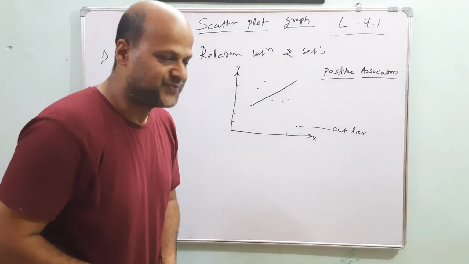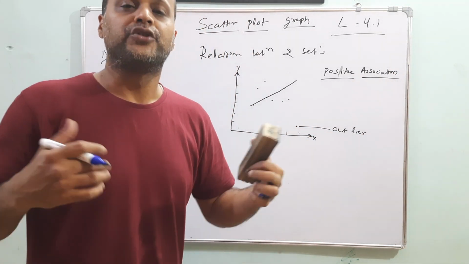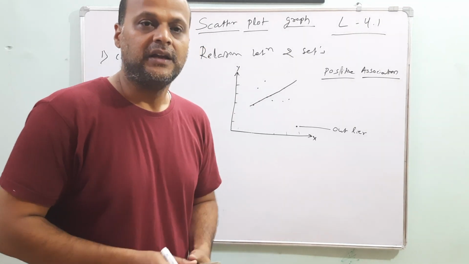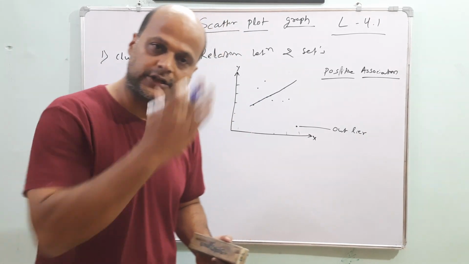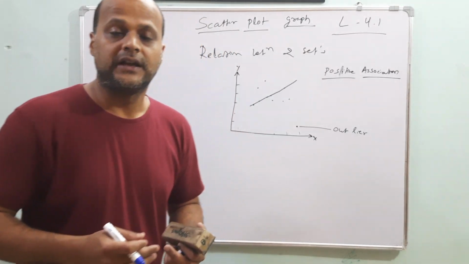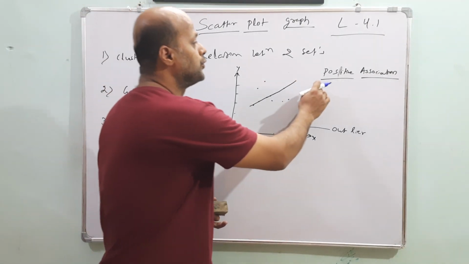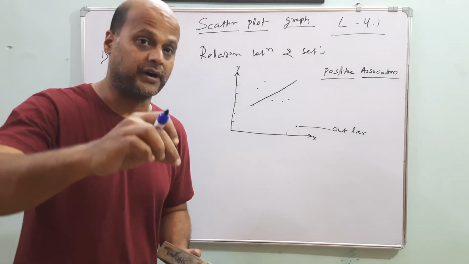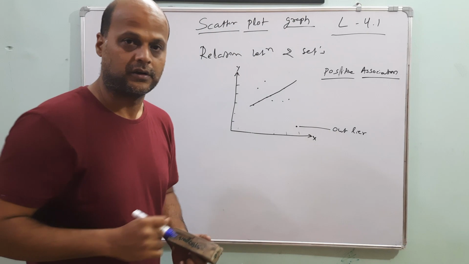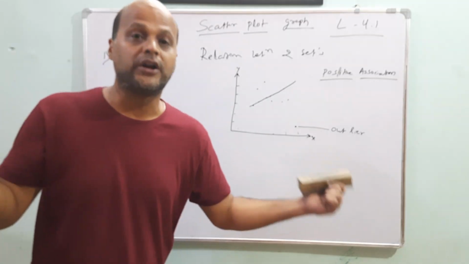Now, as I told you, this is positive association. The positive association meaning is that if the data forms a straight slope, if we draw with the help of a scale and pencil, then I will say it is a positive association. But remember that the slope must be in increasing order. So the question will come, if it is in decreasing order, what will it be?